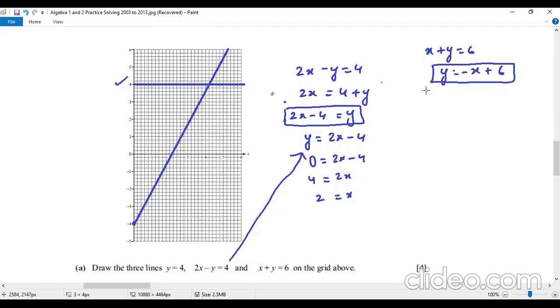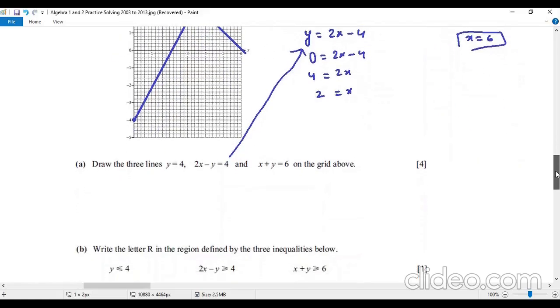And when it comes to the third line, it's starting from plus 6. This is the starting point. And if y is 0, how much is x going to be? That means negative x equals negative 6, so x is equal to 6. Now we'll take another line, starting from 6 and ending at x equals 6. So these are the lines to be drawn, and you get 4 marks for drawing these lines.